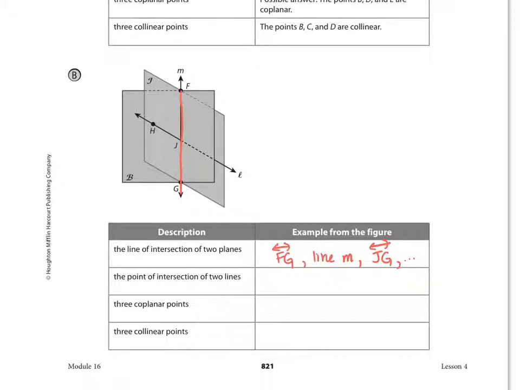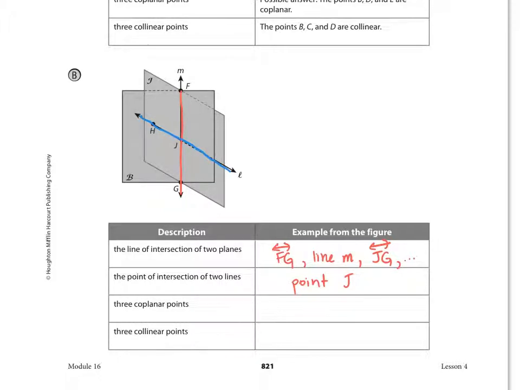The point of intersection of two lines. So the two lines that intersect look like they're going to be this line right here and the red line that I drew. So those two lines intersect at point J.